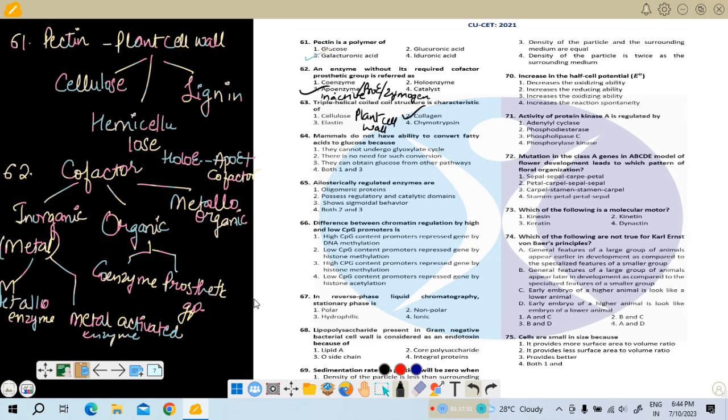64th, mammals do not have ability to convert fatty acids to glucose because they cannot undergo glyoxylate cycle. There is no need for such conversion. They can obtain glucose from other pathways, both 1 and 3.